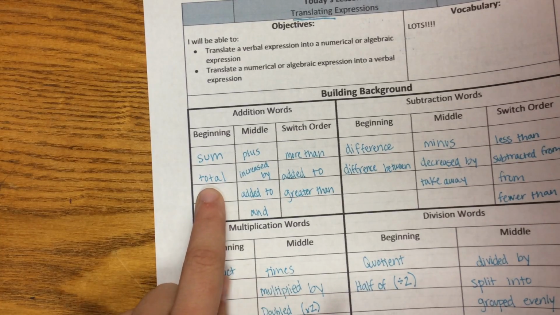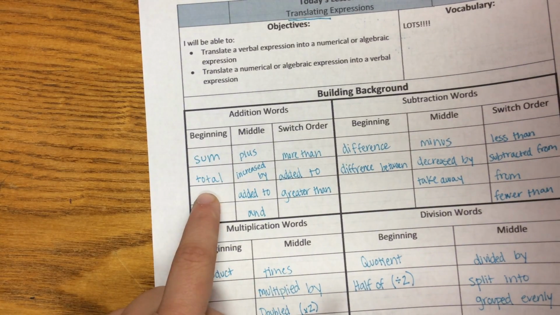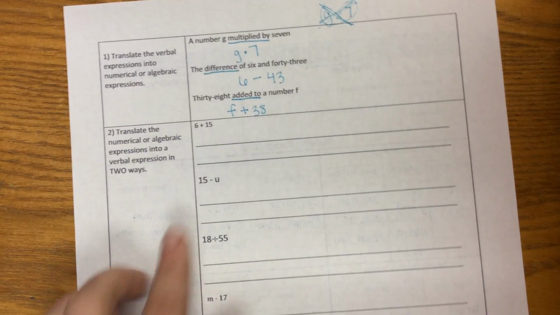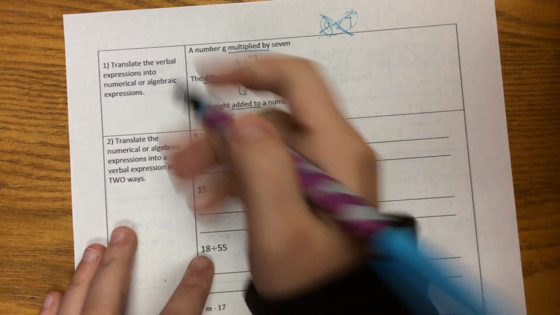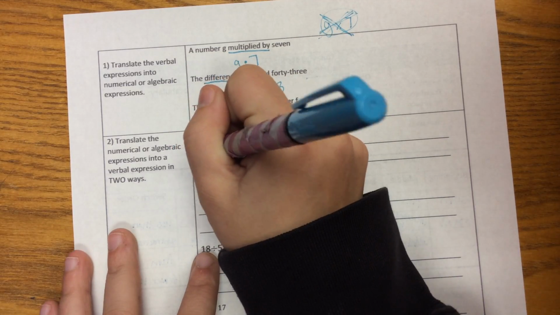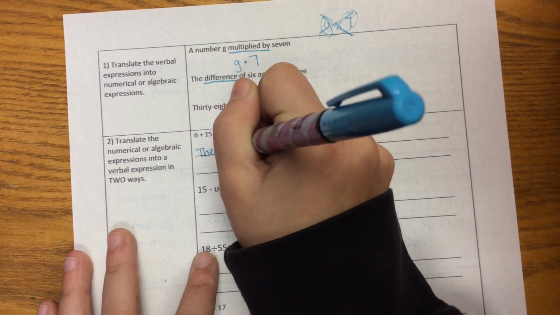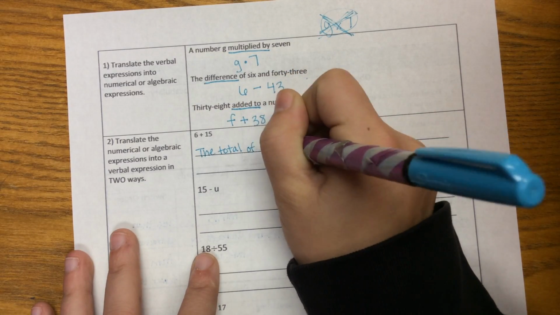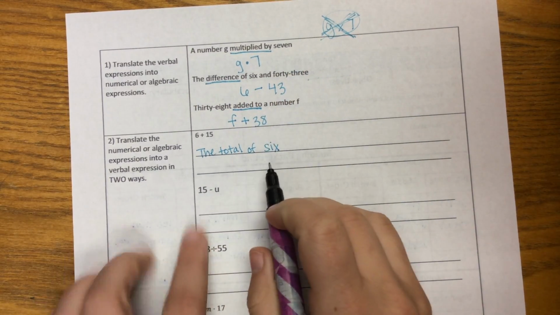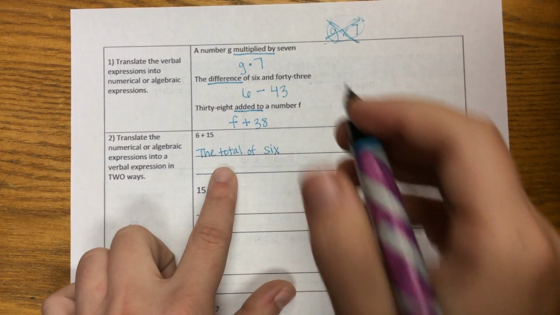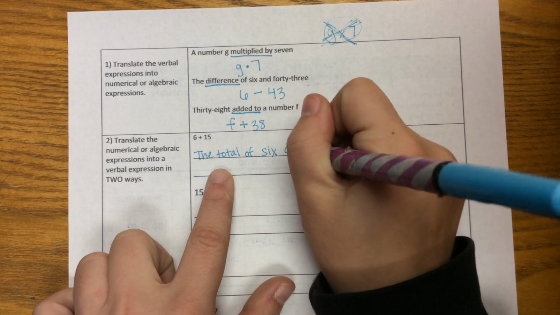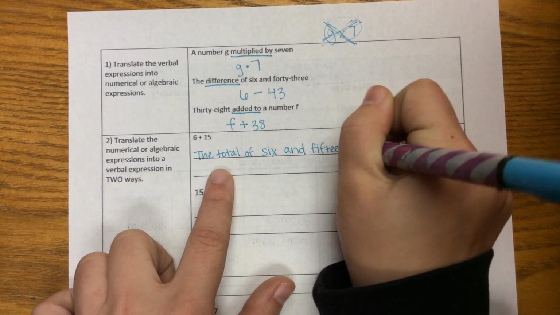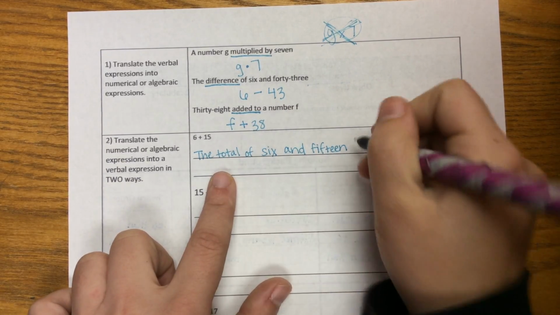Okay, total is a word that comes at the beginning of our sentences. So instead of starting with that first number, I'm going to start with the total. So instead of saying 6, I'm going to say the total of, because it comes at the beginning, of 6, and then I don't need to say plus because I already said total. That tells me to add. So I'm going to say 6 and 15. That tells me what 2 things I'm going to add together. And then a period.